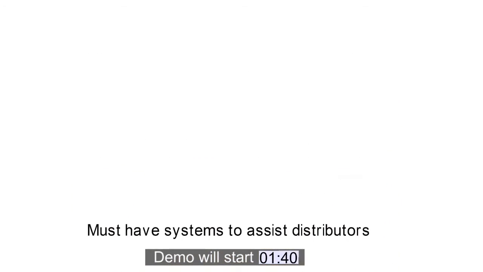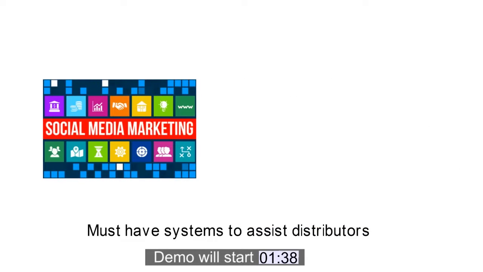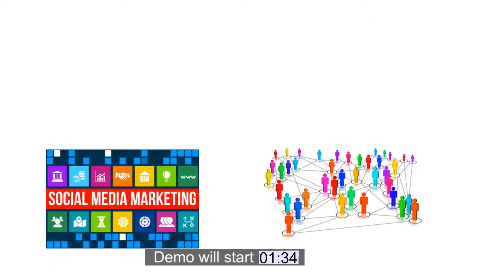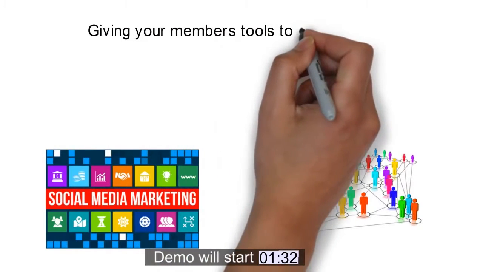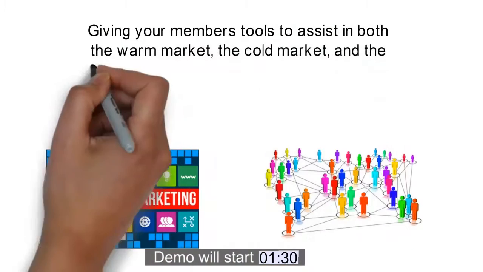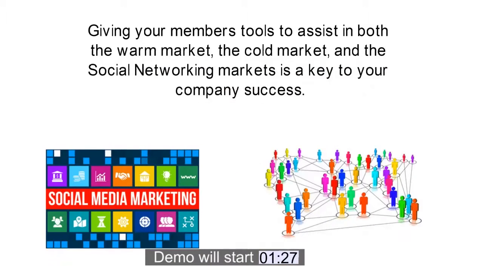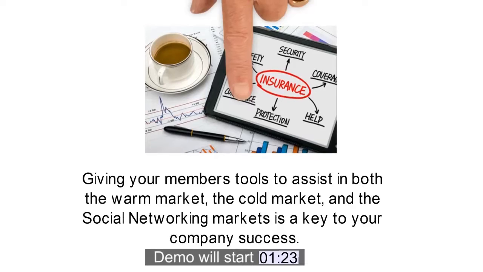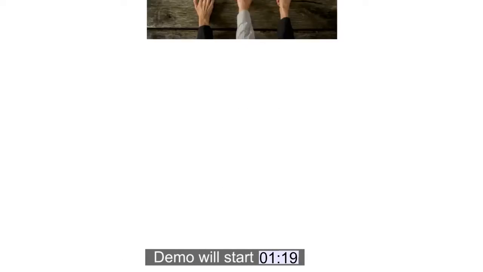Distributor success. The best MLM software must have systems to assist distributors to become successful and find new prospects. An integrated prospecting system and advertising co-op or lead generation program will help your distributors succeed. Giving your members tools to assist in both the warm market, the cold market, and the social networking markets is key to your company's success. Corporately controlling these tools means nobody is reselling your generated leads and you are in control of the outcome.